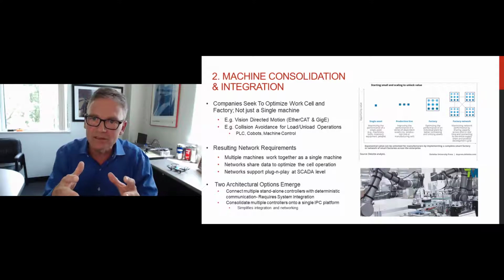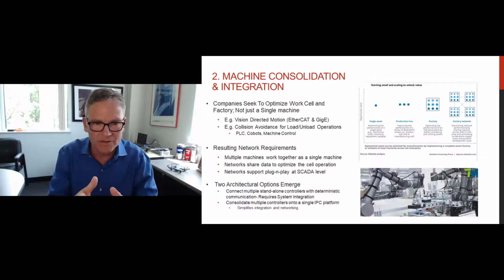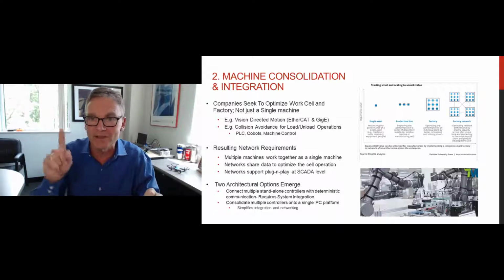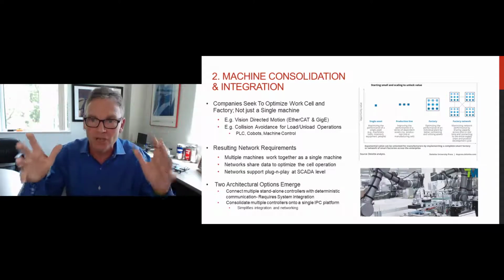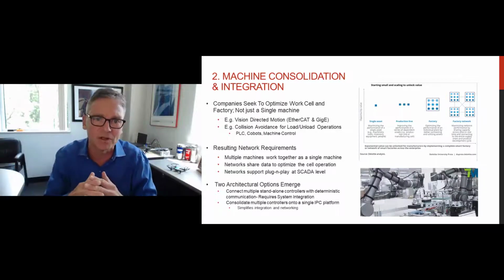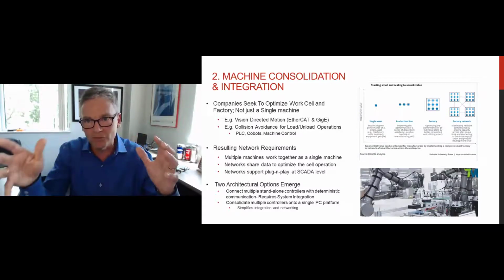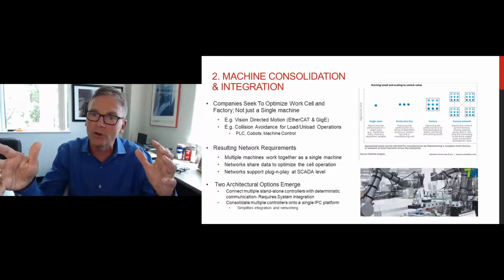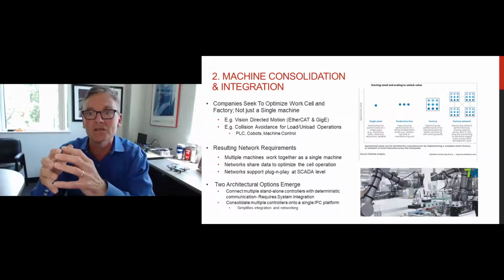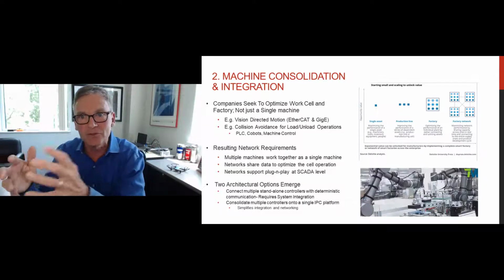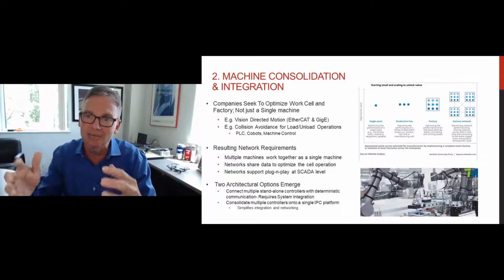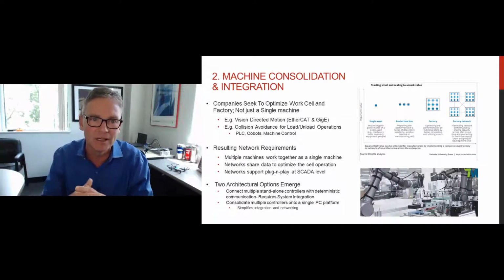So this consolidation effort is resulting in new network requirements that say multiple machines must work together as a single machine. It must be viewed that way. And if you can achieve that, then you get these exponential results. Also, in order to do that, an upstream machine controller needs to share information in a variable format to downstream processes so that the downstream process can learn from the upstream. And that's where you start to get the value of this integration.